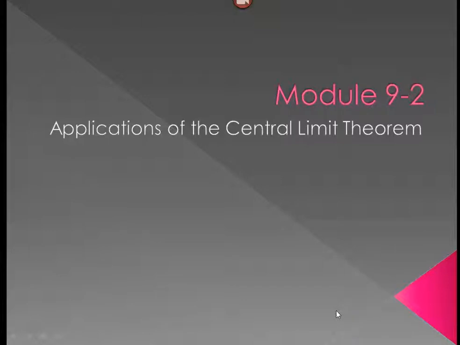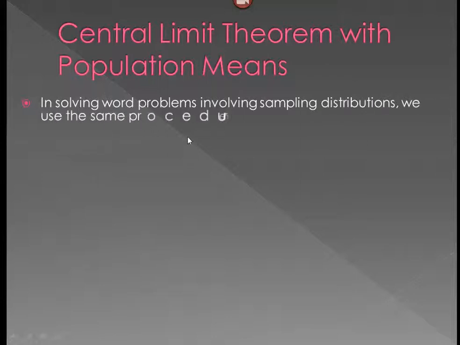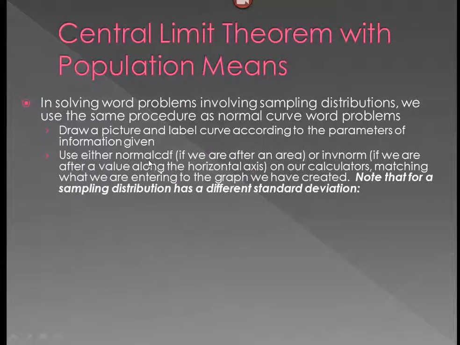Now we're ready to look a little bit deeper into some of the applications of how we can use the central limit theorem in calculating probability. Again, in solving word problems, we always want to start out with a picture, and we would really use the same procedure as we did previously in modules 8.4 and 8.5. We always want to draw a picture and label the curve according to the parameters of the information that we're given. We're either going to use normal CDF or invert norm, depending on what we're after.